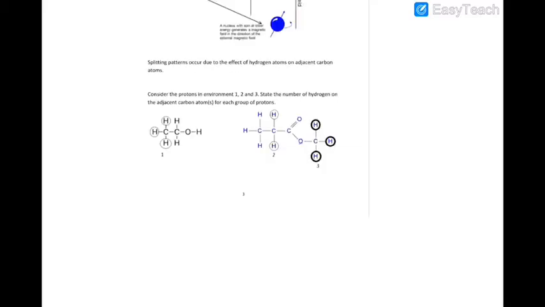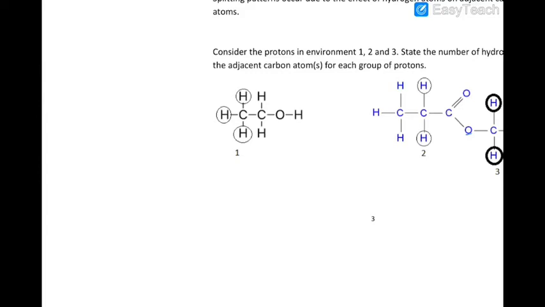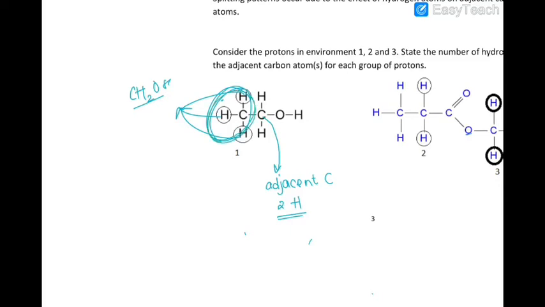So let's take, for example, this ethanol molecule here. These three hydrogens are in the same environment. So they are attached to a CH2OH. Now, when you look at the adjacent carbon, this one is attached to two hydrogens. So there's two hydrogens on the adjacent carbon. Now, these two hydrogens are also going to spin, and their spinning is going to affect the signal produced by these CH3 protons.